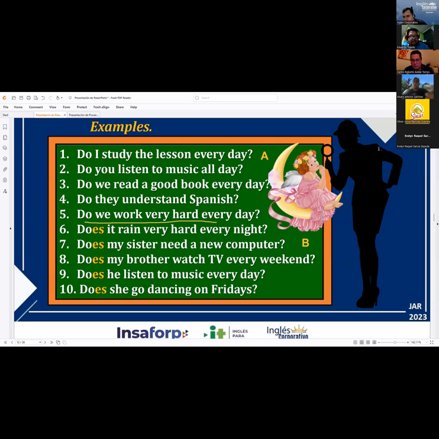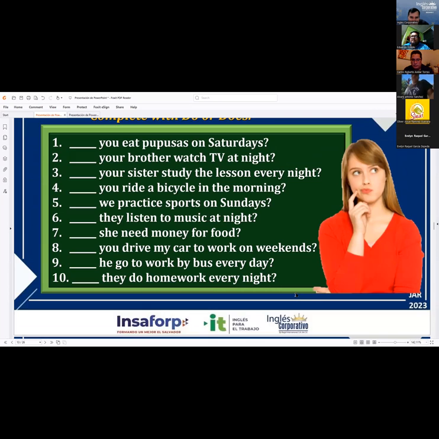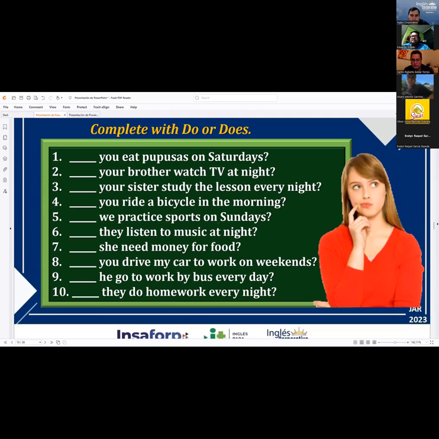Okay. Perfect. The only thing is the intonation. Do I study the lesson every day? Do you listen to music all day? Do we read a good book every day? Do they understand Spanish? So, but that is no problem. Okay. Now we're going to complete with do or does. Complete the questions with do or does.